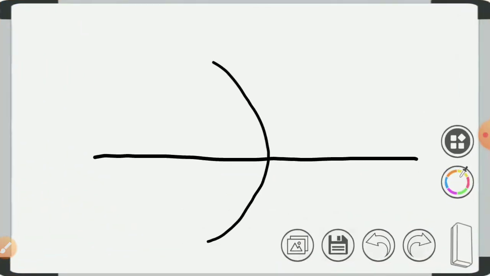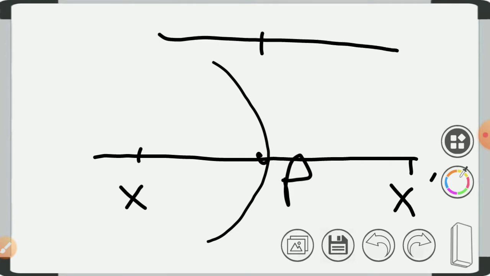Here, for example, this is our mirror and this is our pole P. This is x and this is x dash. You can consider it as a number line. This is 0, which is the pole P. These are positive numbers and these are negative numbers.